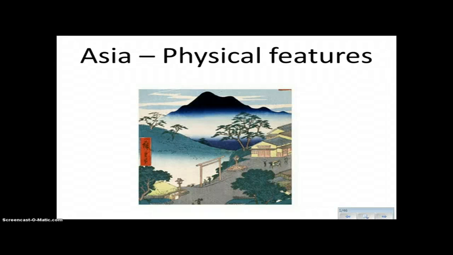Today we are going to learn about the physical features of Asia. On the first slide is a painting done by Mrs. Solomon's favorite artist, Hokusai. He was one of the great masters of Japanese woodblock print, and he did more than 100 paintings in a series which were dedicated to Mount Fuji. He was one of the first great landscape artists.